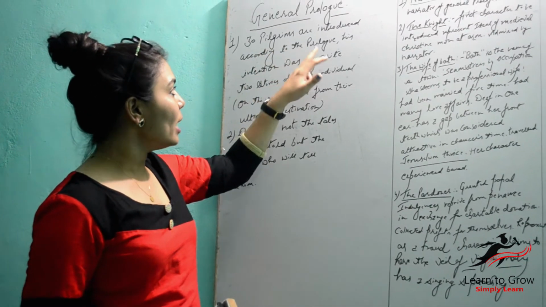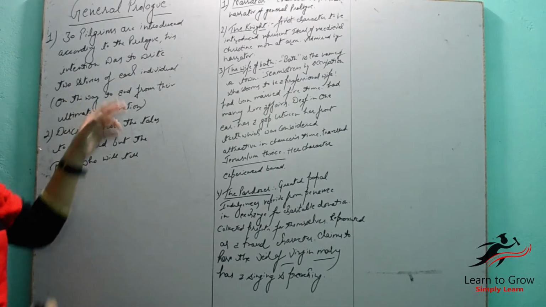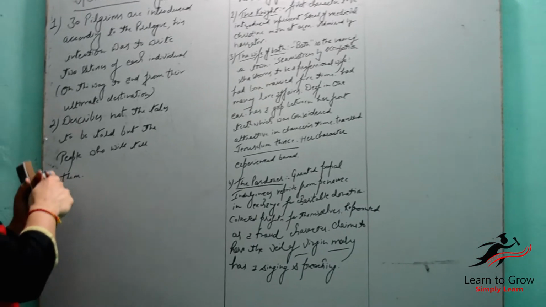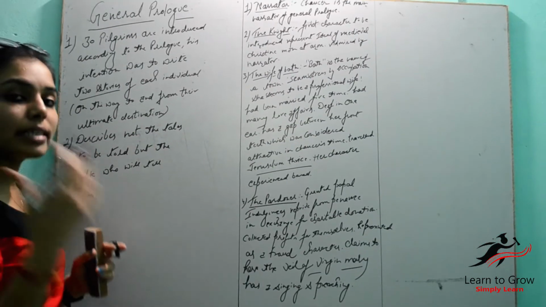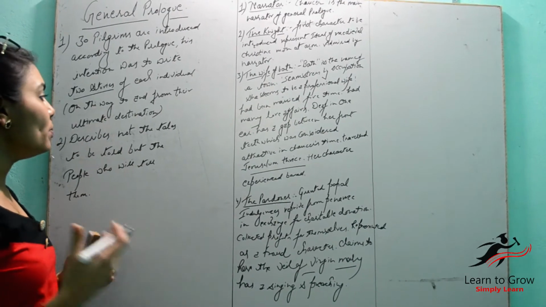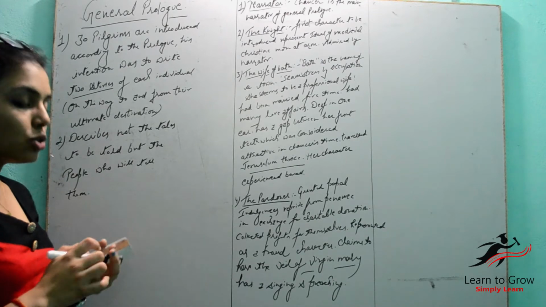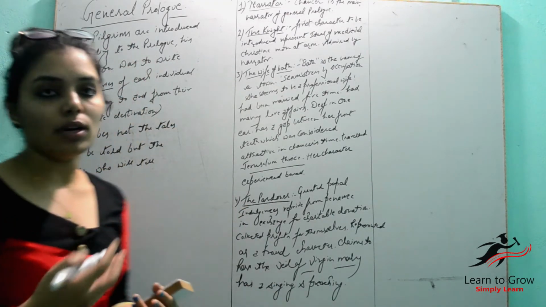According to the prologue, 30 pilgrims are introduced. His intention was to write 2 stories of each individual. Why are there 2 stories? Because on the way they would tell one story, and on coming back from their destination they would tell one more story. So there would be 2 stories by each character given in this work.